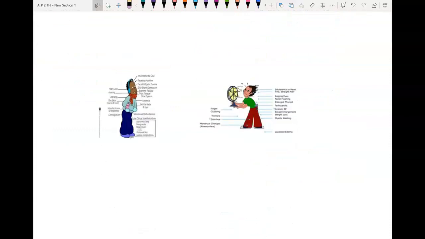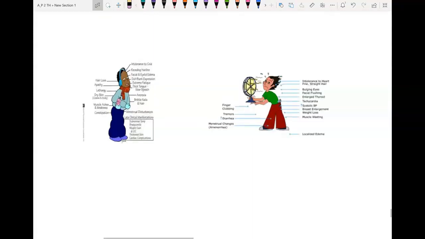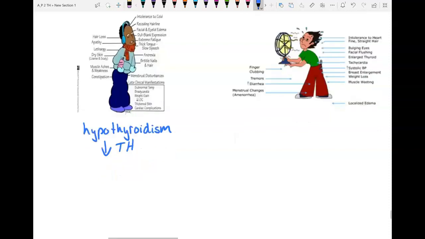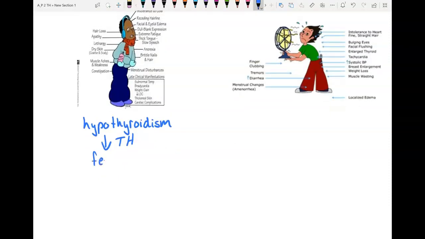Just like with growth hormone, how you could have problems of too much or not enough, you get the same thing with thyroid hormone. You can have hypothyroidism, where your thyroid hormone is too low. So think about the symptoms here. Intolerance to cold. Well, yeah, thyroid hormone is what stimulates your metabolism and gives you body heat. So if you have hypothyroidism, you're going to feel cold all the time.